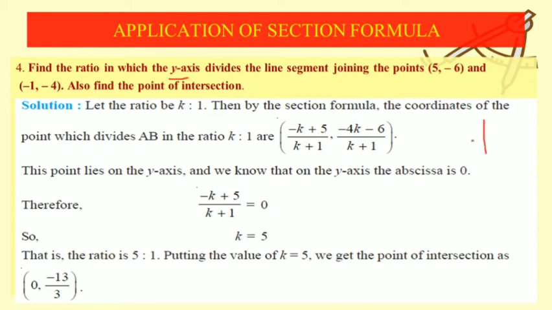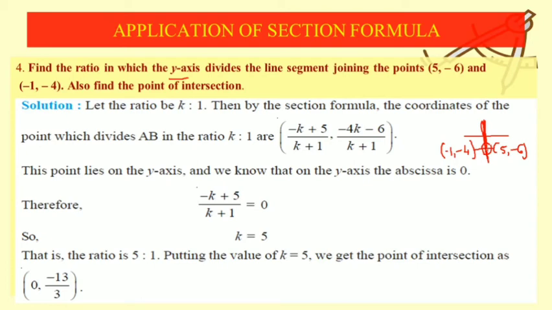Now if you take the Cartesian coordinate plane, this 5 comma minus 6 will lie somewhere here in the fourth quadrant, and your second point minus 1 comma minus 4 will lie somewhere here in the third quadrant. If you join them you will get a line. Now you can see that the y-axis is intersecting this line at this point, which means this point is dividing this line in a particular ratio, and we have to find that ratio and also the coordinate of this point.